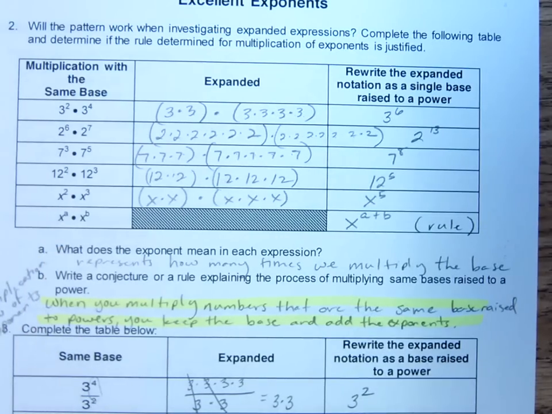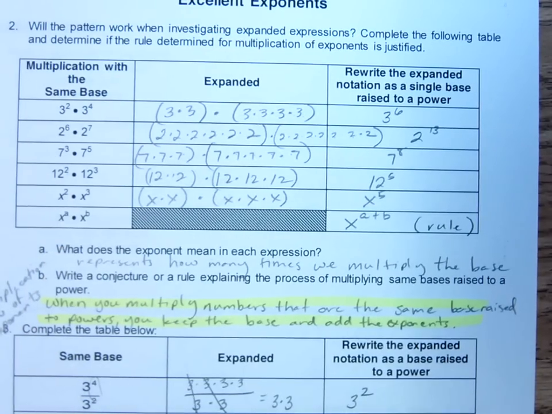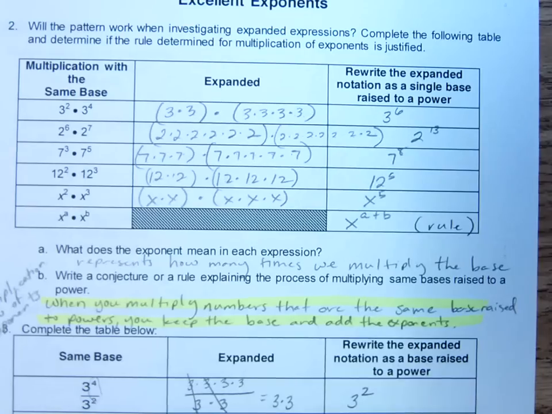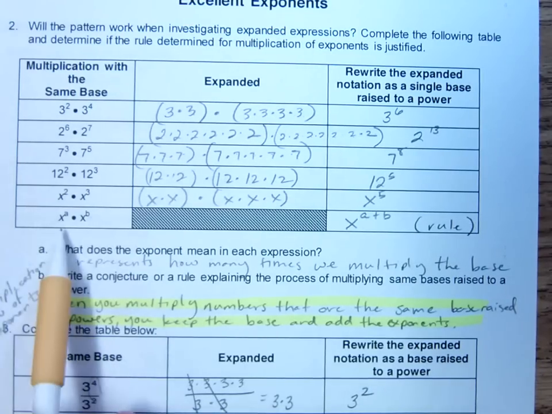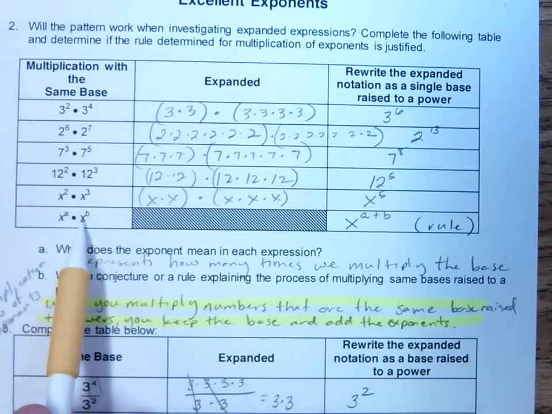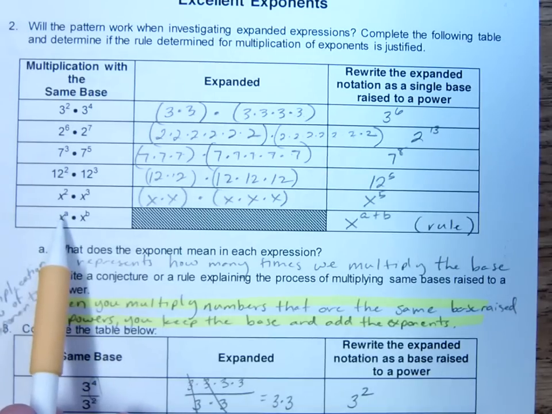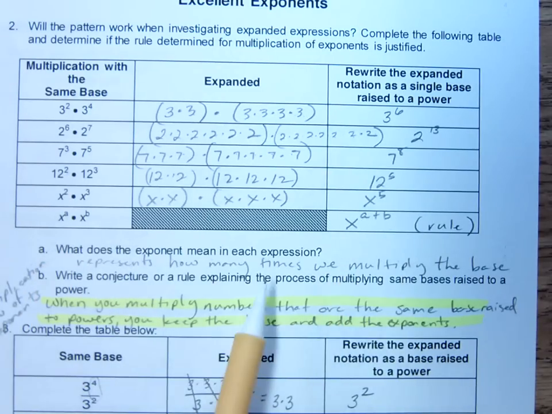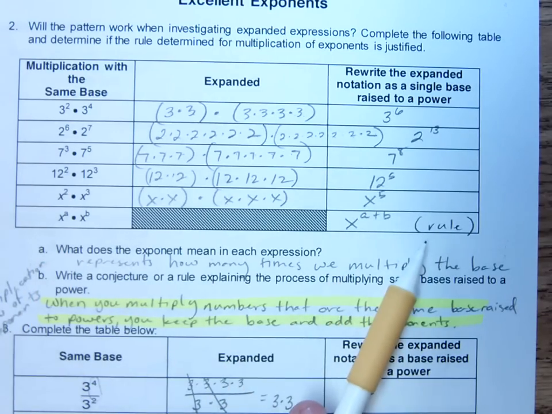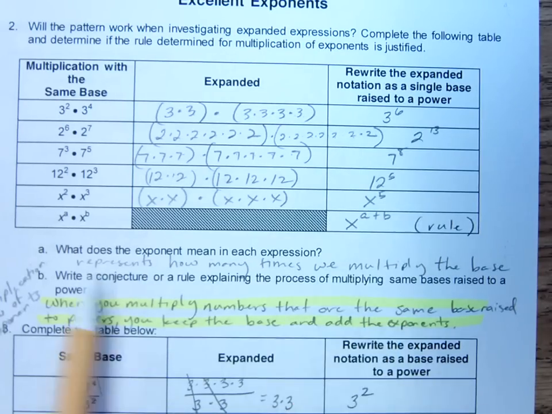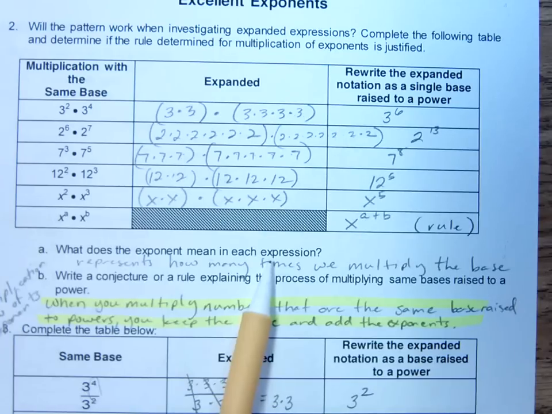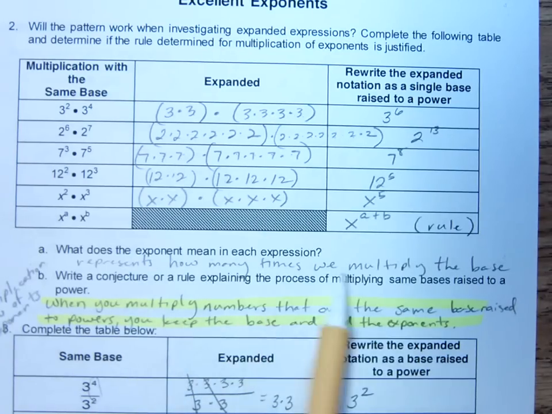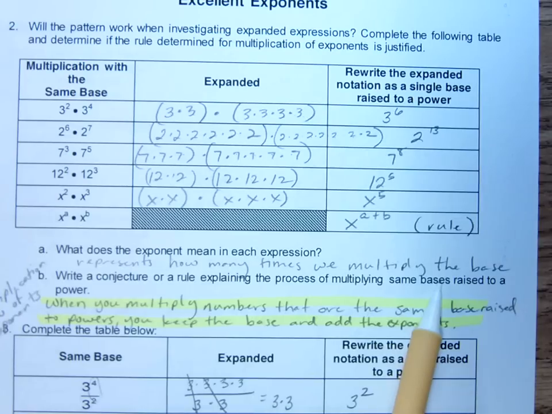So, like we've talked about, and like you all know, if we're multiplying all these numbers together, it's the same thing as raising it to a specific power. So if I take x to the a power times x to the b power, then I have x to the a plus b. That's our rule right there. That's our law. So what does the exponent mean in each expression? Well, it represents how many times we multiply the base to get our answer.